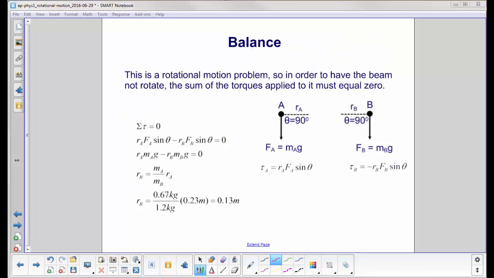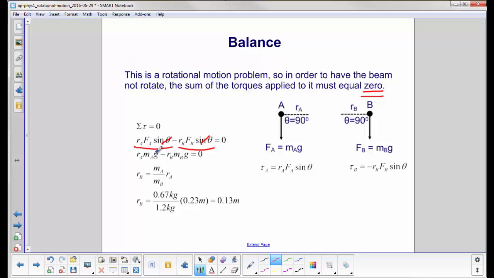This is a rotational motion problem, so in order to have the beam not rotate, the sum of the torques applied to it must equal 0. No net torque, it's not going to move from rest. So we will sum our torques up, and have them equal 0. Here's the torque due to mass A, it's positive. Here's the torque due to mass B, that's negative. We cancel out the sine thetas. Actually, since they're both 90, they would equal 1 anyway, but no matter what angle, they cancel.